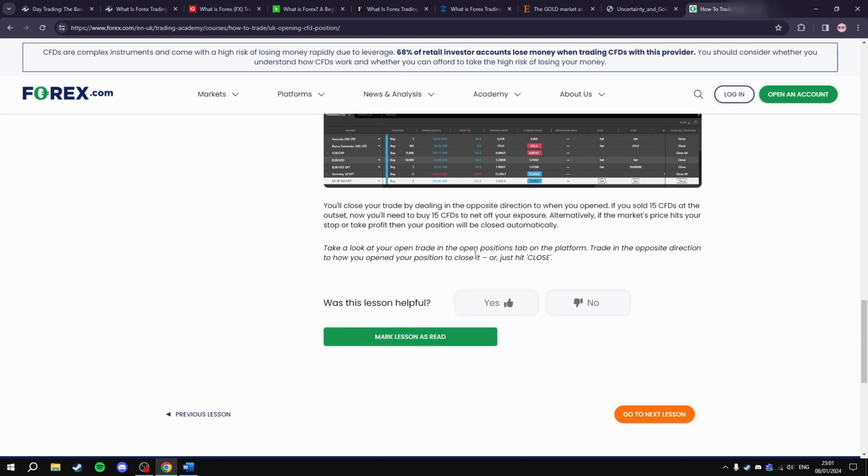Take a look at your open trade in the Open Positions tab on the platform. Trade in the opposite direction to how you opened your position to close it, or just hit close.